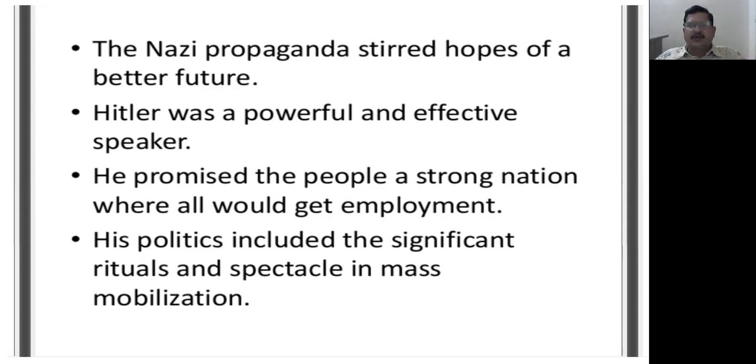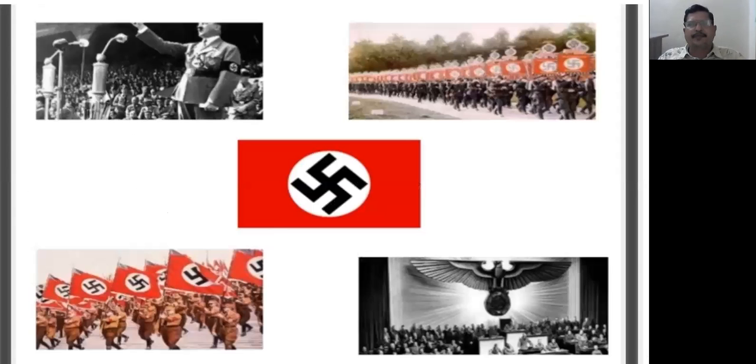He promised the people a strong nation where all would get employment, and he also promised that Germany would again become a strong nation, and he could bring a lot of employment. His politics included significant rituals and spectacle in mass mobilization. Whenever he wanted to speak at a public or mass gathering, people used to come and listen to him. And he followed all the military systems very strictly.